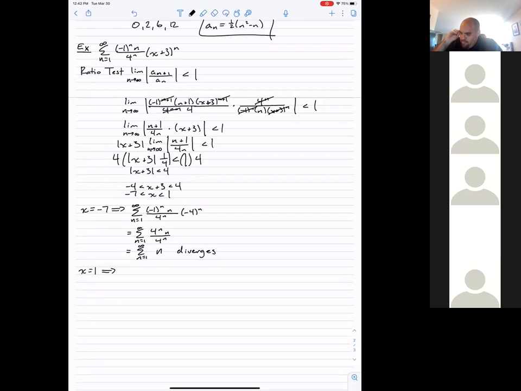Okay, so for this next one, n goes from 1 to infinity, -1 to the n times n over 4 to the n, and then this will be +4 to the n. So this one will eventually give us -1 to the n times n. What does this do? It diverges. Diverges, right?